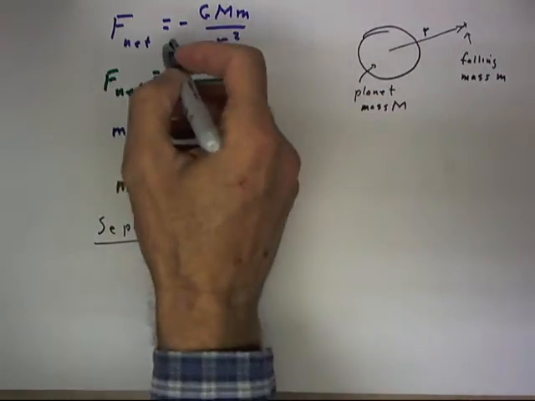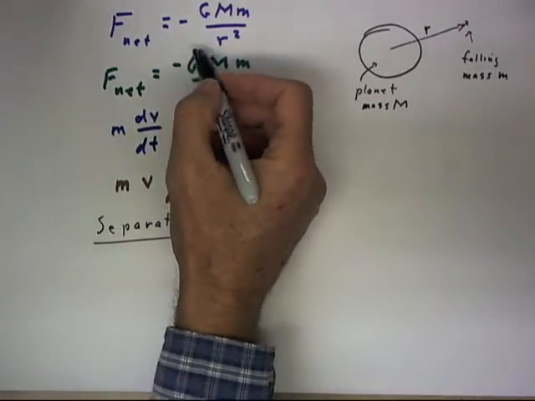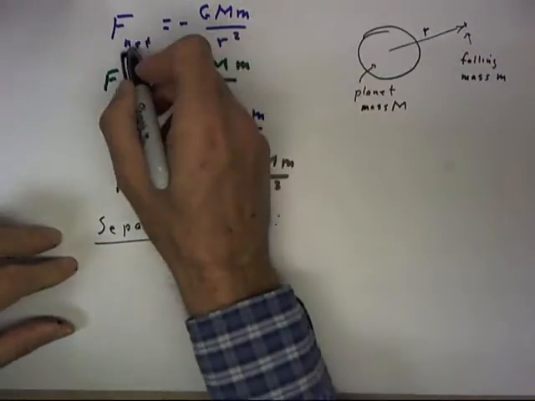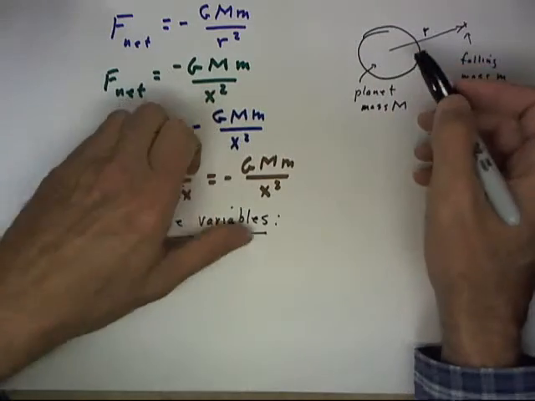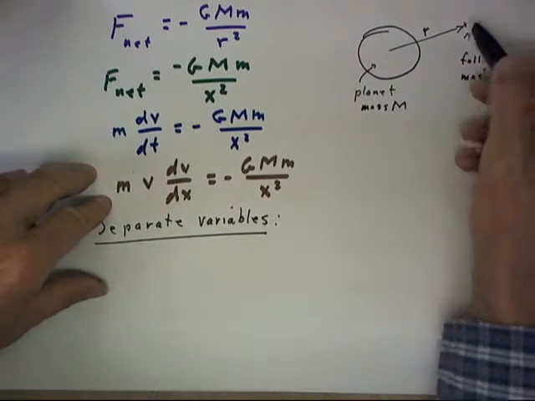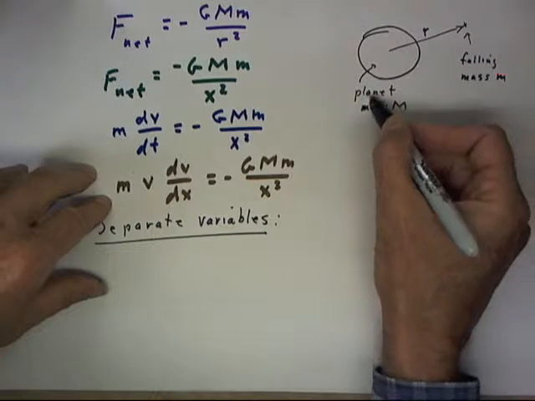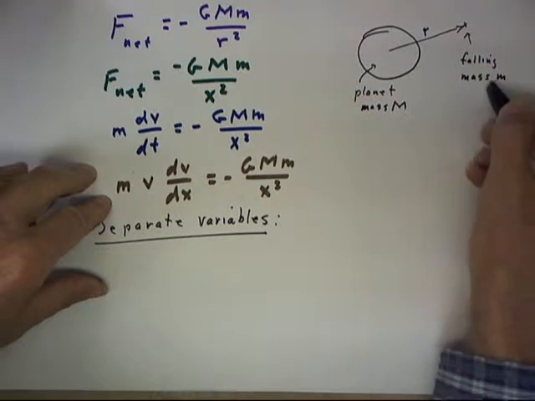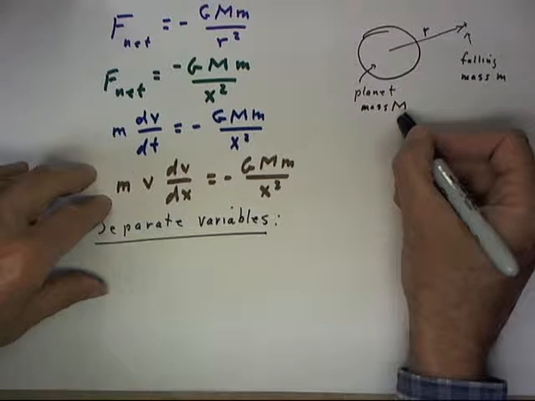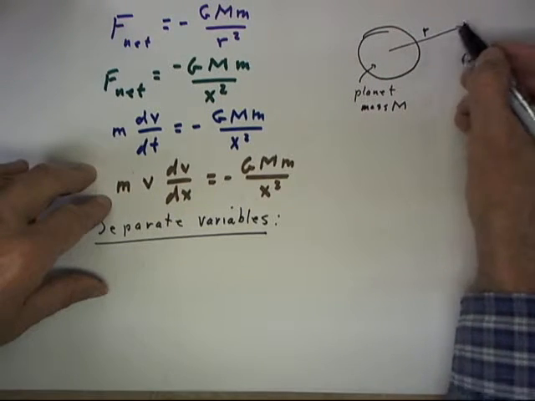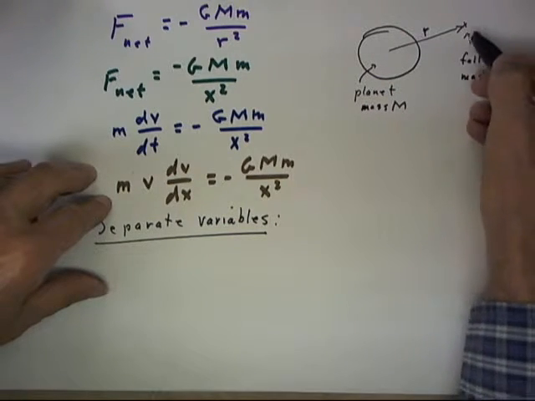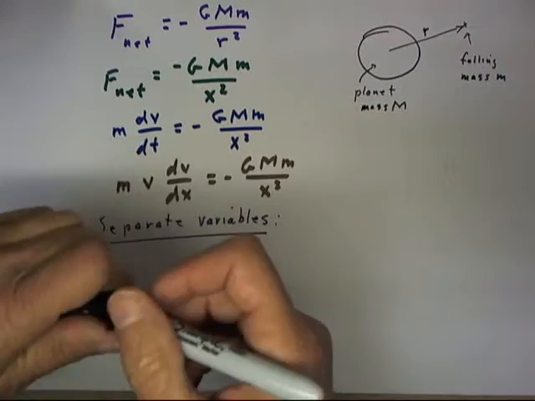Let's consider another example with a more substantial net force function. This function describes the net force on an object of mass m, which is falling toward a planet of mass big M. So the falling object has mass little m, the planet has mass big M, and r is going to represent the changing distance of the falling object from the planet.